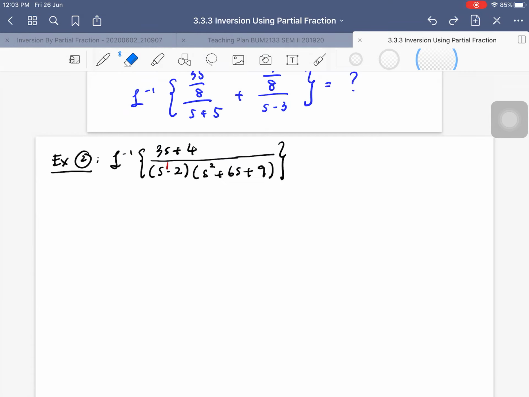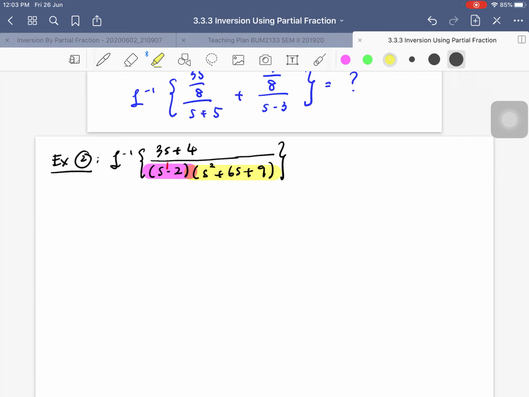Okay, so now this is going to be the equation that we are going to find the Laplace inverse of. So how do we know that this is going to be done by using partial fraction? Of course, because of the multiple factors. This is my first factor, this is my second factor, so each of the brackets is called a factor. When there is more than one factor, more than one bracket in the function that you're going to Laplace inverse, automatically that is going to be inversion by partial fraction.